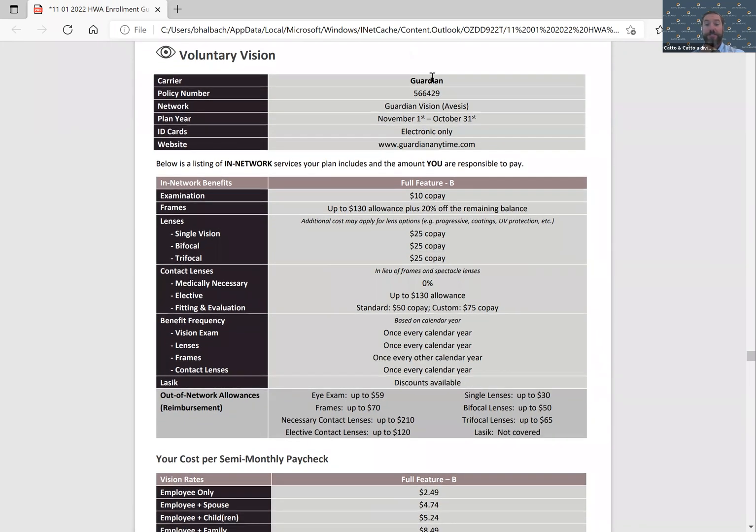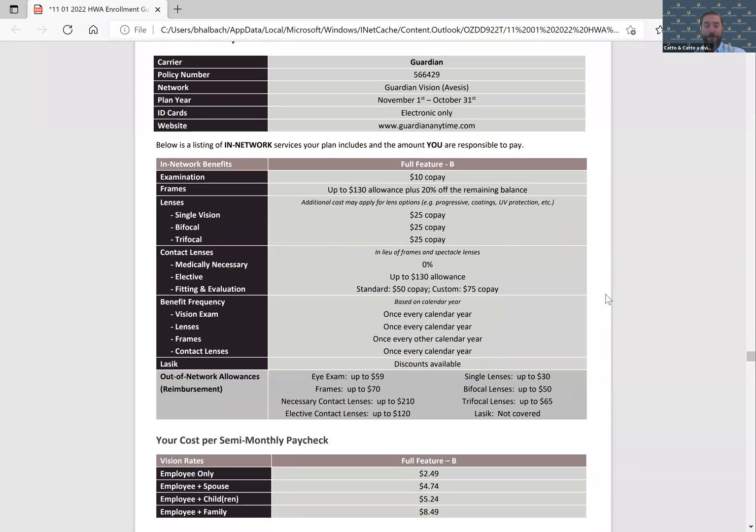Vision is pretty basic. It's through Guardian. This is the one that I wish I signed my 13-year-old for, because I didn't anticipate her vision going poorly, but I should have remembered that. Mine went downhill about her age too.